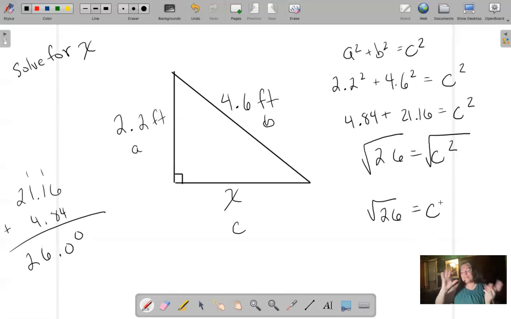For Mrs. Givens, this is good enough. You can just tell me the square root of 26. But sometimes, because I'm going to give you some worksheets to work on, they actually want you to give the real answer. This is one of the few times that I give you permission to use a calculator. Use a calculator and just put in the square root of 26. Whatever the square root of 26 is will be your answer.